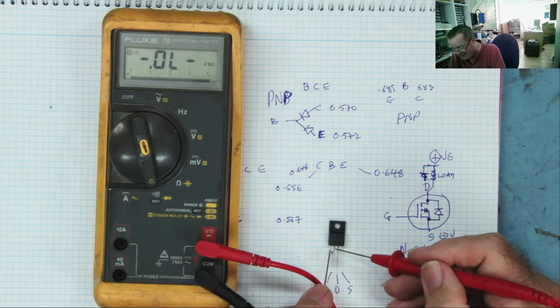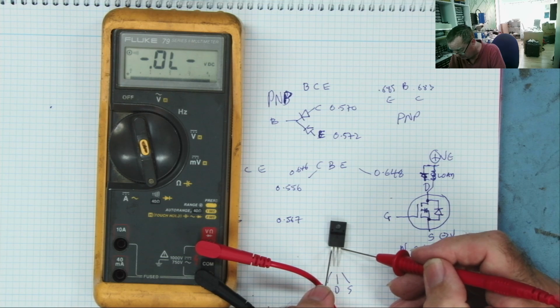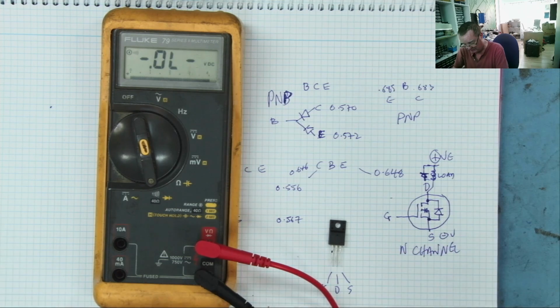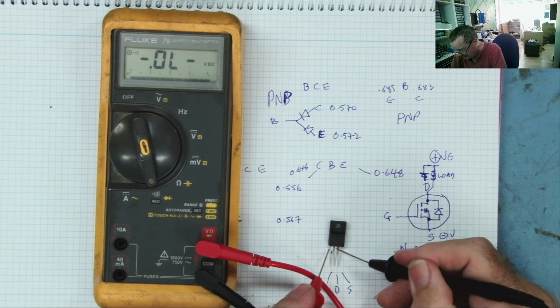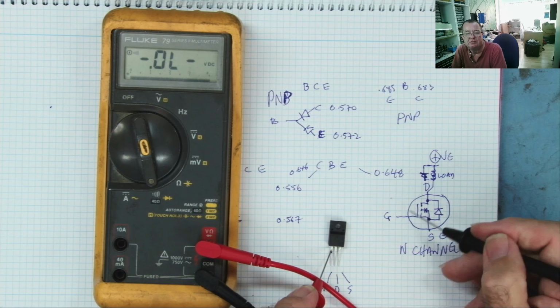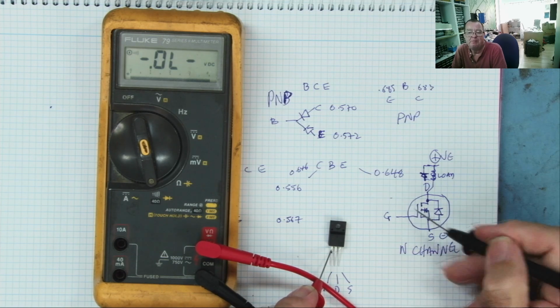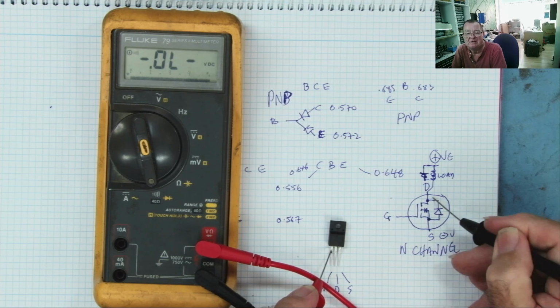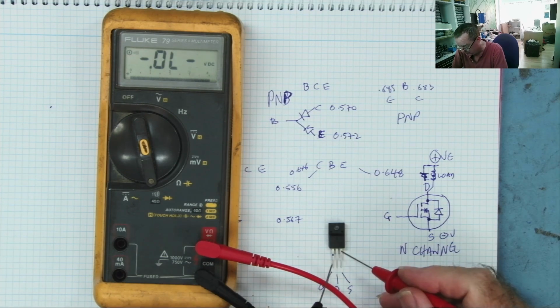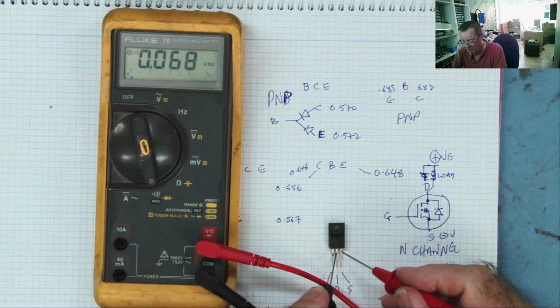If you go from the gate to either of these, drain or source, in either polarity, you won't see anything, because the gate is effectively open circuit on the MOSFET. There's no current path here. The only thing you see is that one. And if you see it with the red on the source, you can look at the data sheet to be sure, that is an N channel MOSFET.